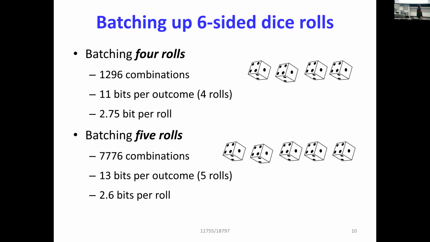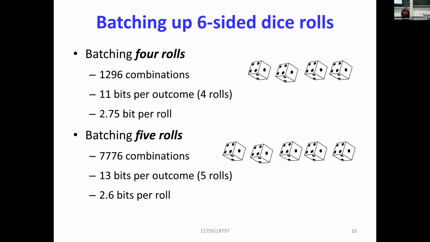I can do this 4 times, right? But if I batch 4 rolls, there are 1,296 combinations. And that means 11 bits per outcome, right? 2.75 bits per roll. So the number actually increased. But then if I batch 5, there are 7,776 combinations, 13 bits per outcome, 5 rolls, 2.6 bits per roll.